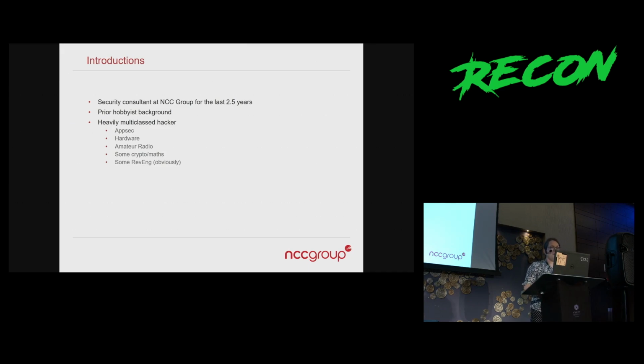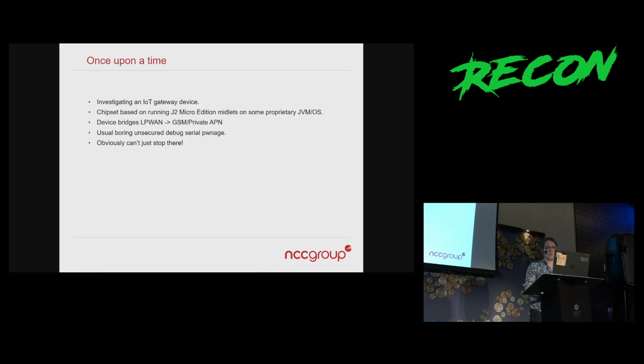But anyway, I'm a security consultant at NCC Group. I've been with them since late 2015. I came into security from a previous hobbyist background, and I'm describing myself here as a heavily multi-class hacker, which means I dip my toes into quite a lot of areas. I previously have some education in maths, but I'm also interested in hardware, AppSec. I do amateur radio and obviously some reverse engineering.